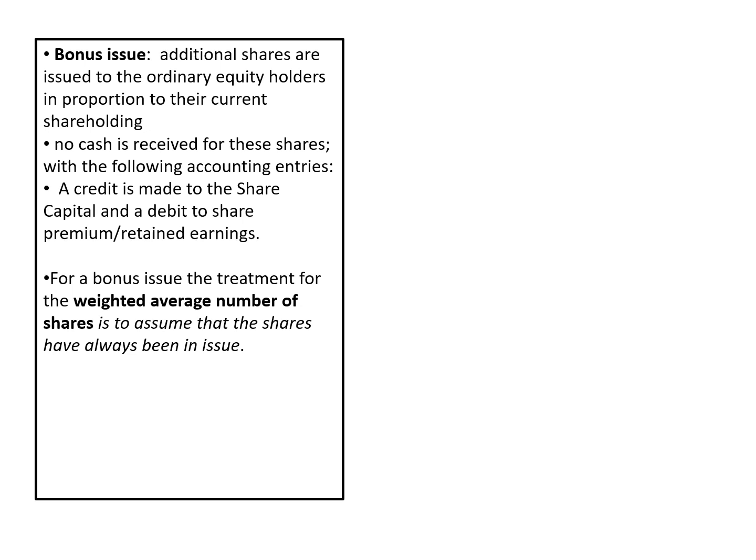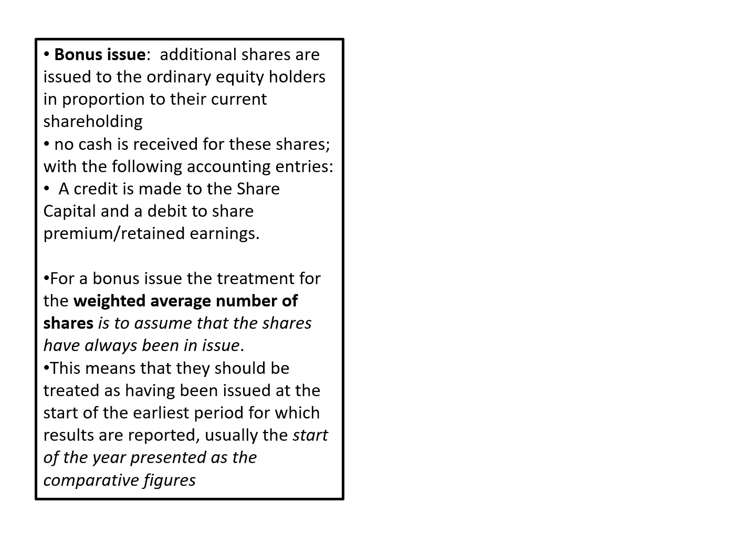For a bonus issue, the treatment for the weighted average number of shares is to assume that the shares have always been in issue. What does that mean? This means that they should be treated as having been issued at the start of the earliest period for which results are reported, usually the start of the year presented as the comparative figures.